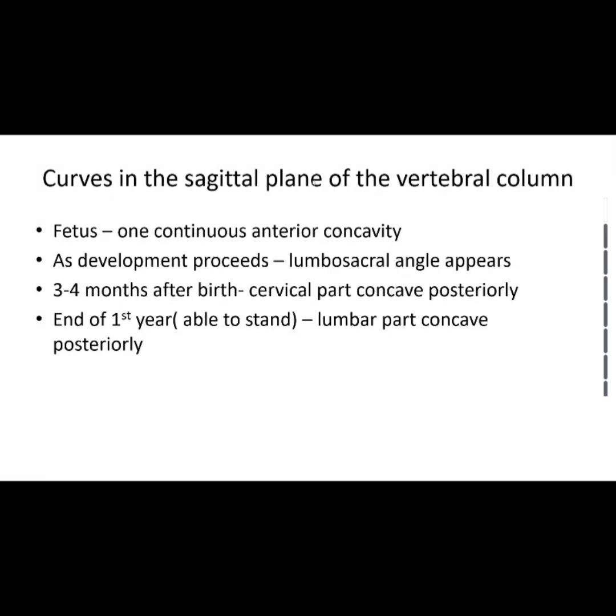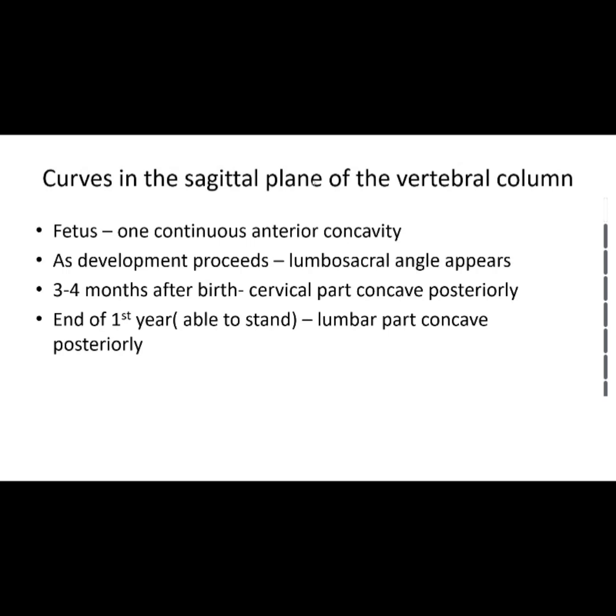So at the end of the first year, when most children will be able to stand, the lumbar curvature starts appearing. Looking at it posteriorly, it will be concave posteriorly. So those two, the lumbar part and the cervical part, are considered secondary curvatures.